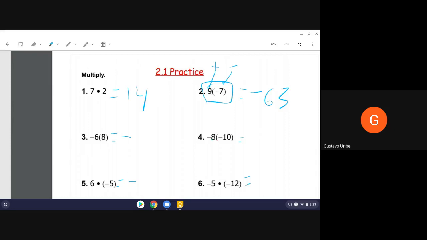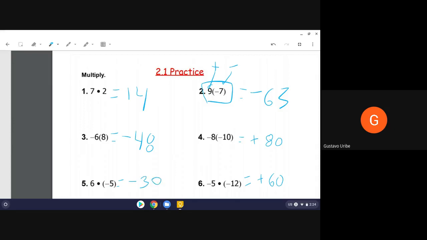This is a negative 8, negative 10. Same signs, so your answer will be a positive. Negative 5, negative 12. Again, same signs, so your answer will be a positive. Now let's just stick to the actual multiplying. 6 by 8, 48. 8 times 10, 80. 5 times 12, 60. 6 times 5, 30.